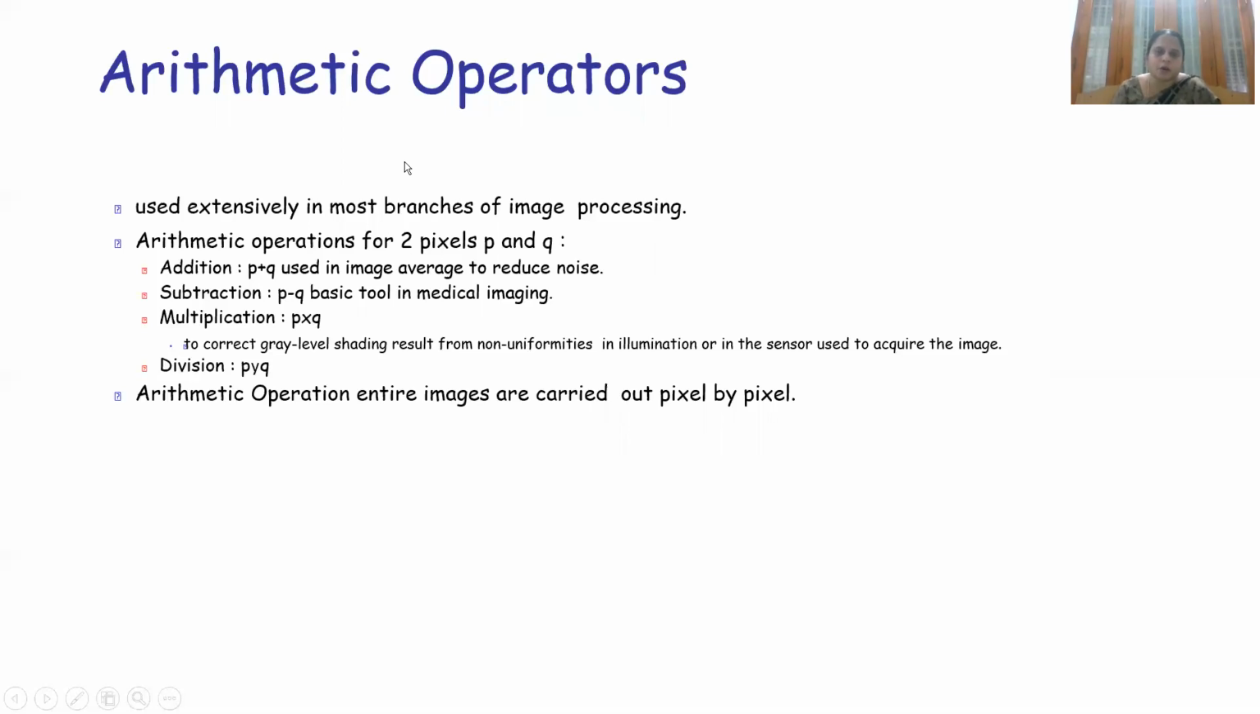And we can apply other operators also, arithmetic operators. With arithmetic operations, 2 pixels can be added or averaged, where averaging is used to reduce the noise. Similarly, subtraction can also be used, and that is used in medical imaging. Similarly, multiplication can also be used, to correct the gray level shading, for non-uniformities in illumination or sensor. Anyway, for all the operations, we need to do some arithmetic operations between the pixels.